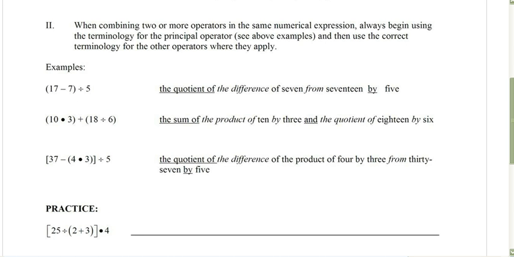Very often, numerical expressions contain two or more operators in the same numerical expression. We always begin by using the terminology for the principal operator first. The principal operator is that operation which would be the last one done when you were evaluating the expression, or whenever grouping symbols are used. It is the operator which lies outside the grouping symbols.